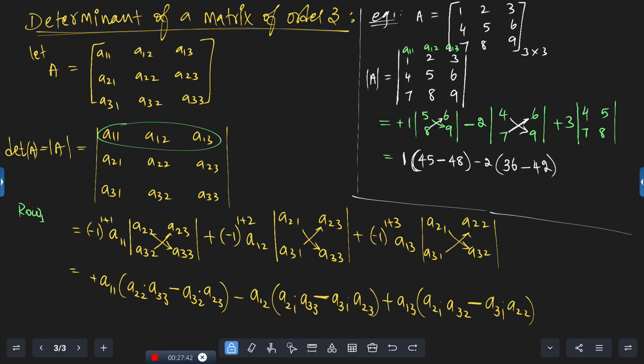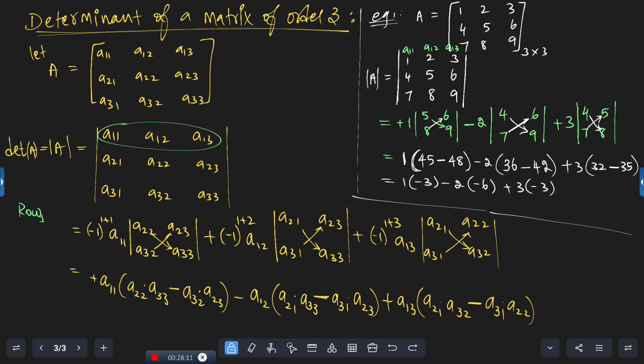Or else, in the 2 by 2 I gave one idea how to do it properly. You can go that way also. But shortcut is always better. 3 into, 4 eights are 32, minus, arrow mark above goes so minus, 7 fives are 35. Simplify this part and you will get the answer. So 1 into 45 minus 48 is minus 3, minus 2 into 36 minus 42 is minus 6, plus 3 into 32 minus 35 is minus 3.